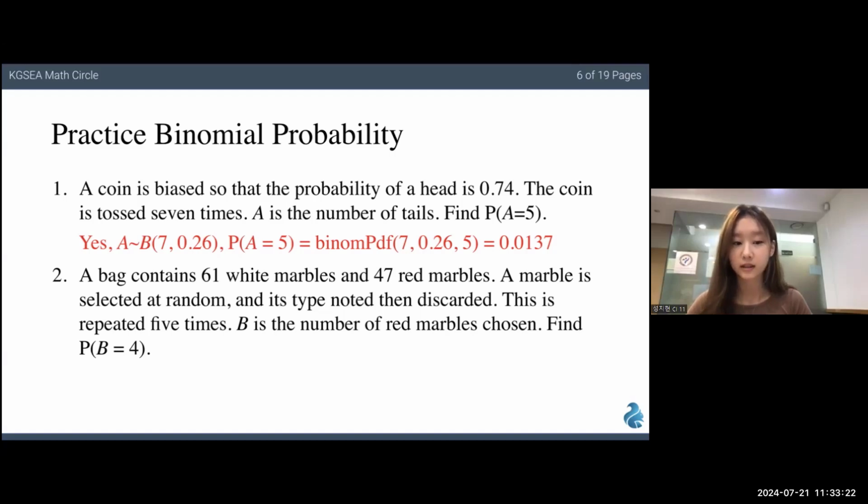The second question reads, a bag contains 61 white marbles and 47 red marbles. A marble is selected at random and its type noted, then discarded. This is repeated 5 times, and B is the number of red marbles chosen. Find probability where B equals 4. Well, first, as I said, think whether or not you can use binomial probability for this case. And the answer is no, because the probability changes as the marble's type is noted and then discarded instead of being replaced.